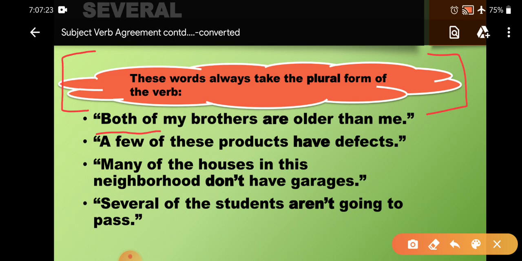Both of my brothers are older than me. A few of these products have defects. Many of the houses in this neighborhood don't have garages. Several of the students aren't going to pass. So there shouldn't be any confusion. All these words, because by nature itself they are plural, as we discussed just now. So a plural word will take a plural verb.